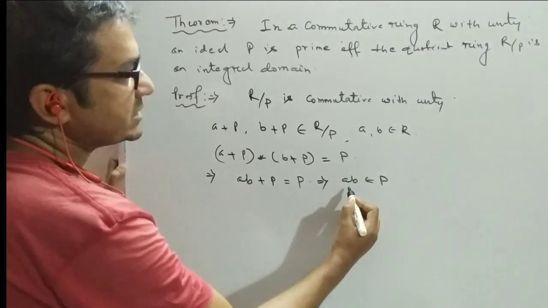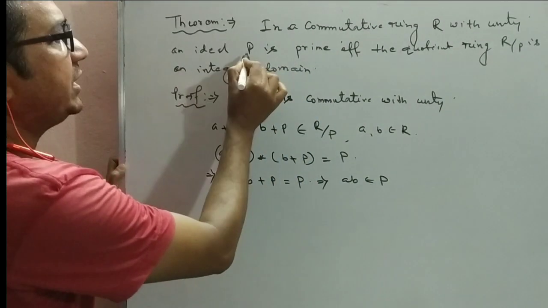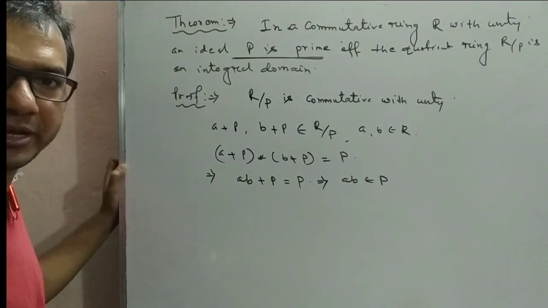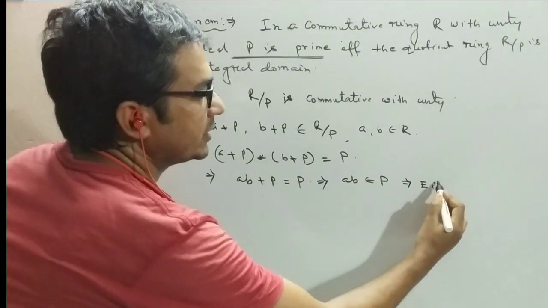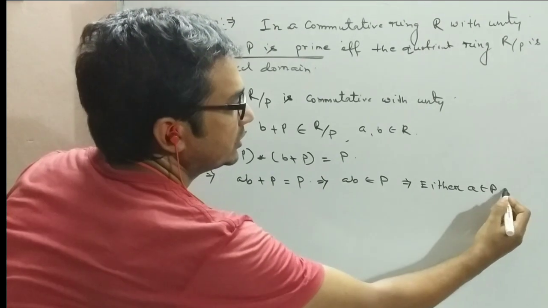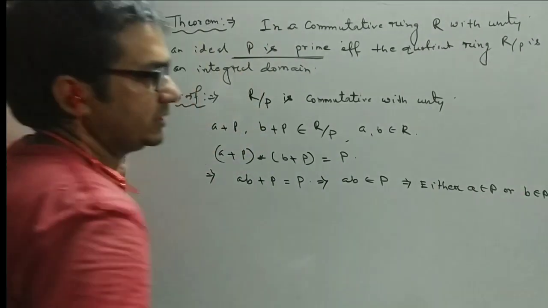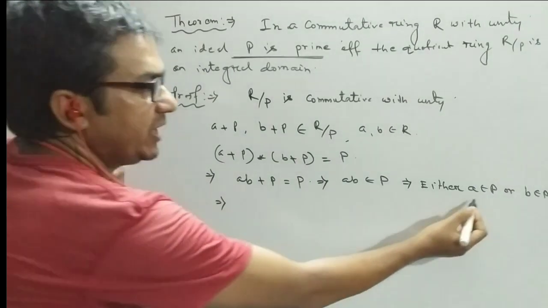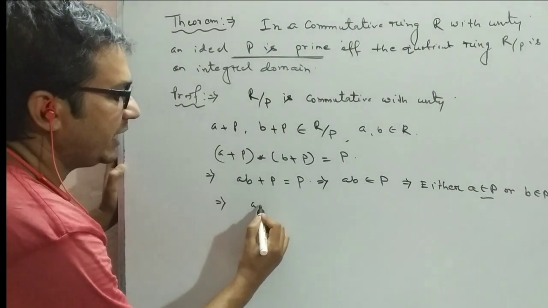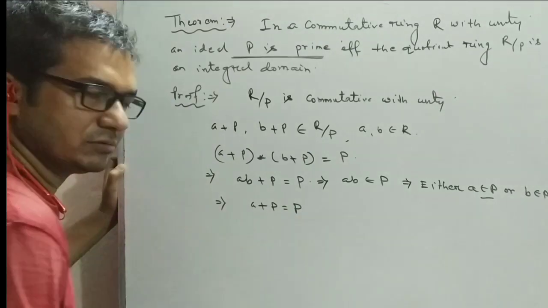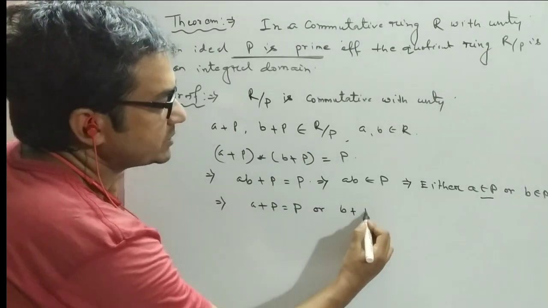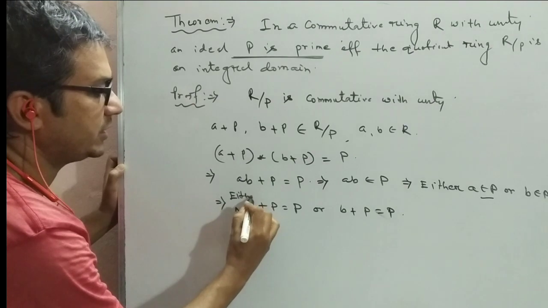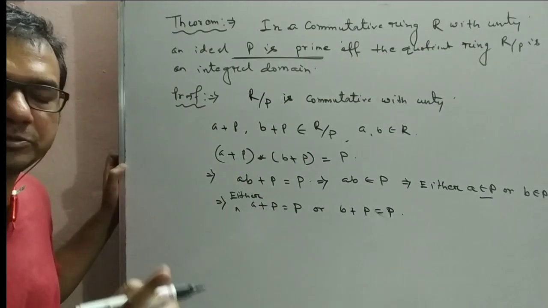Now since P is prime, as given, from the definition of prime ideal we have either a belongs to P or b belongs to P. Now if a belongs to P, then a + P = P, or b + P = P. That is, either a + P = P or b + P = P.